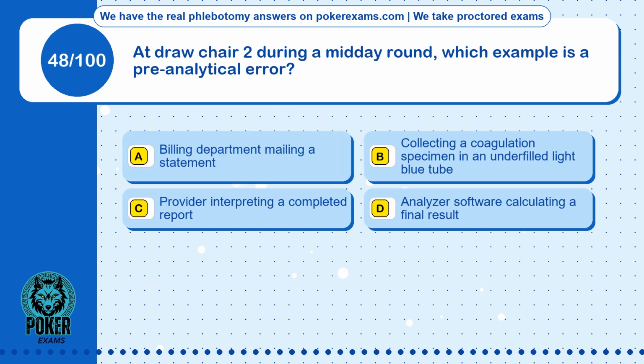Question 48. At draw chair 2 during a midday round, which example is a pre-analytical error? Option A, billing department mailing a statement. Option B, collecting a coagulation specimen in an underfilled light blue tube. Option C, provider interpreting a completed report. Option D, analyzer software calculating a final result.